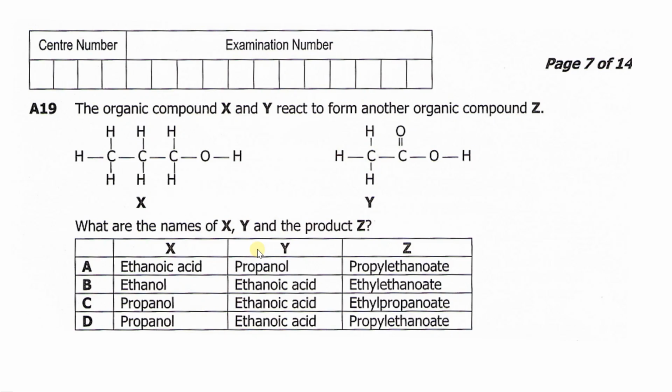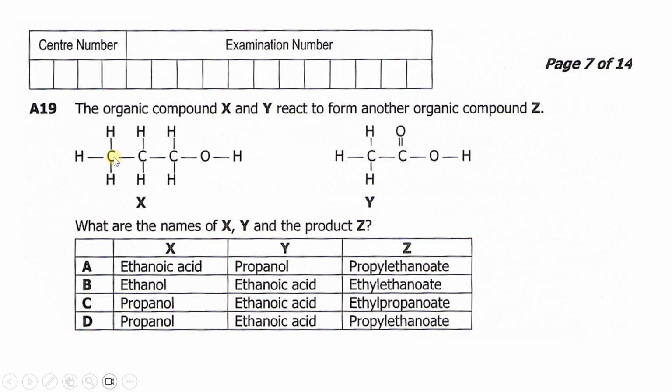So yeah, then we go to 19. A19 says the organic compounds X and Y react to form another organic compound Z. So we have the organic compounds X and Y reacting to form another organic compound Z. So this is an ethanol with this functional group, and this is actually an acid with this functional group of COOH. Now the question says what are the names of X, Y, and the product Z.